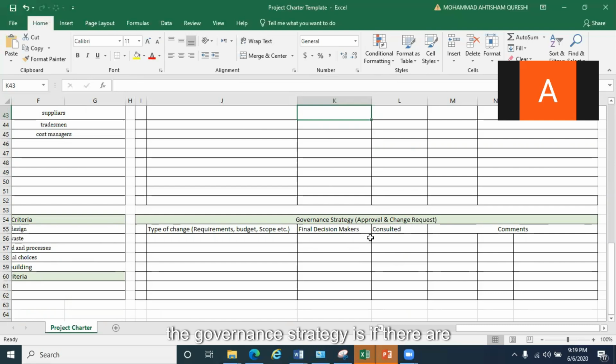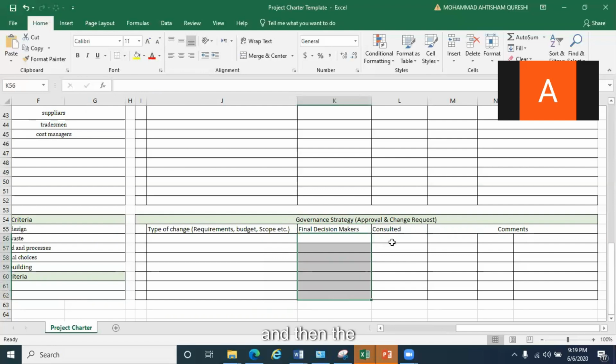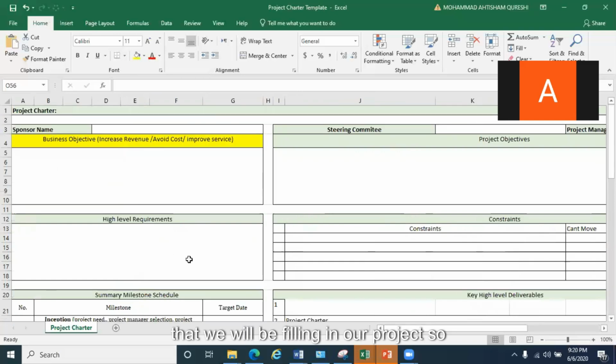Governance strategy is if there are change requests. So how we will pass on the change. We'll document the change, the impact of the change on the budget, scope. We'll mention here what type of change request this is, asking for more time or more money or reduction of the scope, what we are asking here. And then who are the decision makers, and then who we consulted, and then what are their comments, is it approved or rejected, and if it is approved, we can implement it. So all in all, these are the areas that we will be filling in our project.